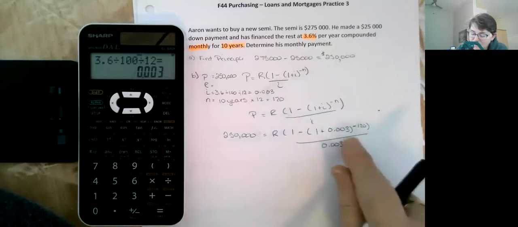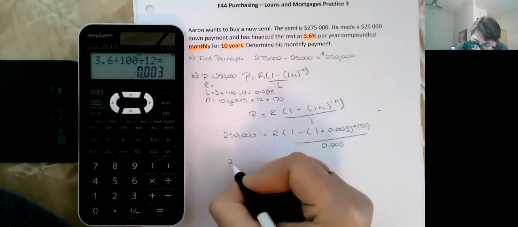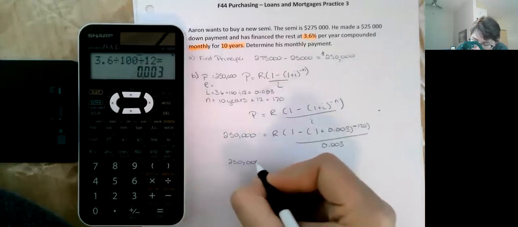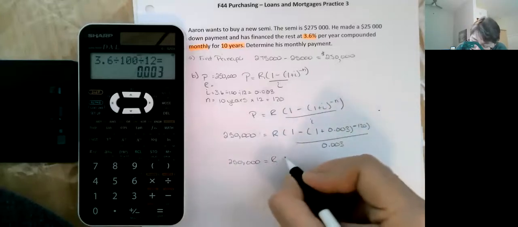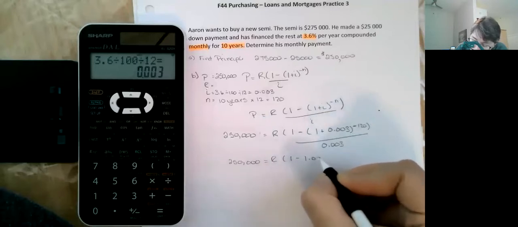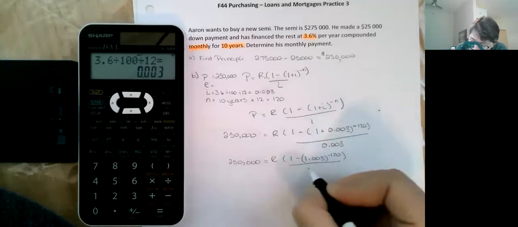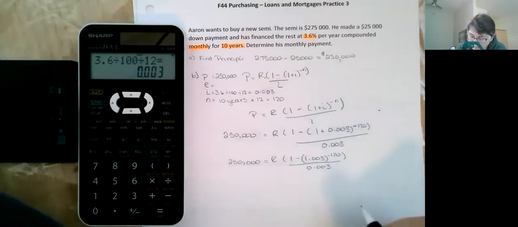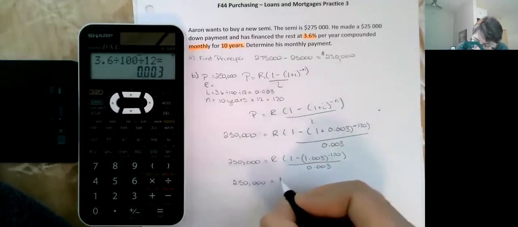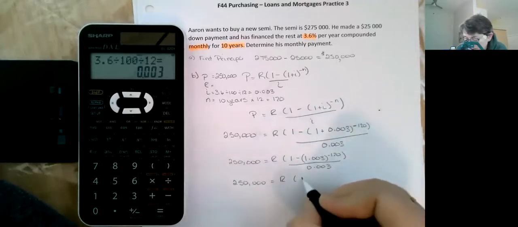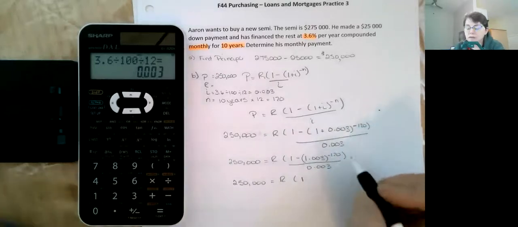Divide the 250,000 by whatever answer we get here. So we're going to do order of operations here and clean up this mess. 250,000. Essentially, we're going to ignore this and this for the next little while. 1 minus 1.003 to the minus 120, over 0.003. All right, this is going to be one of the things you have to watch for. Remember, pay attention to that negative there. Don't lose it.